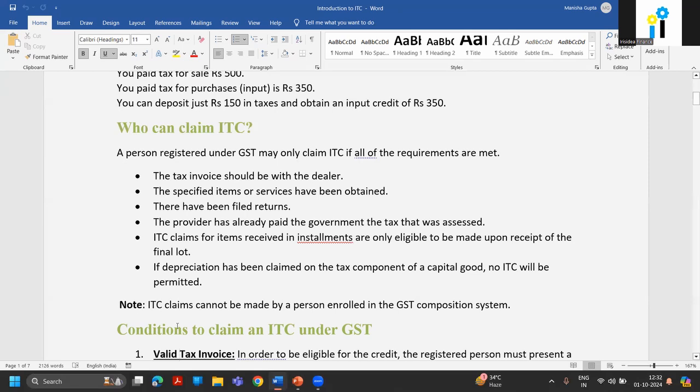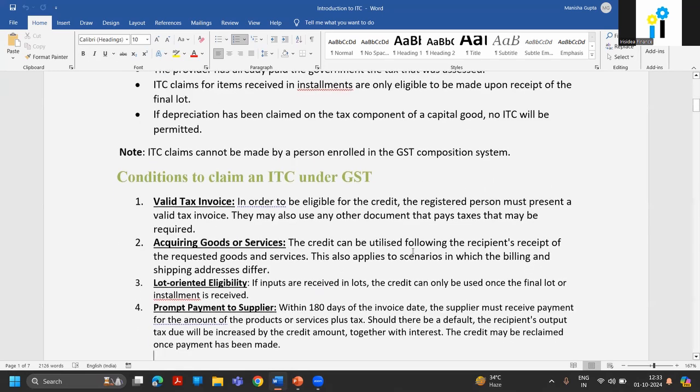Okay, ITC cannot be claimed for personal use and in the GST composition scheme. ITC cannot be claimed if any person is enrolled in the GST composition scheme, then they cannot claim ITC.